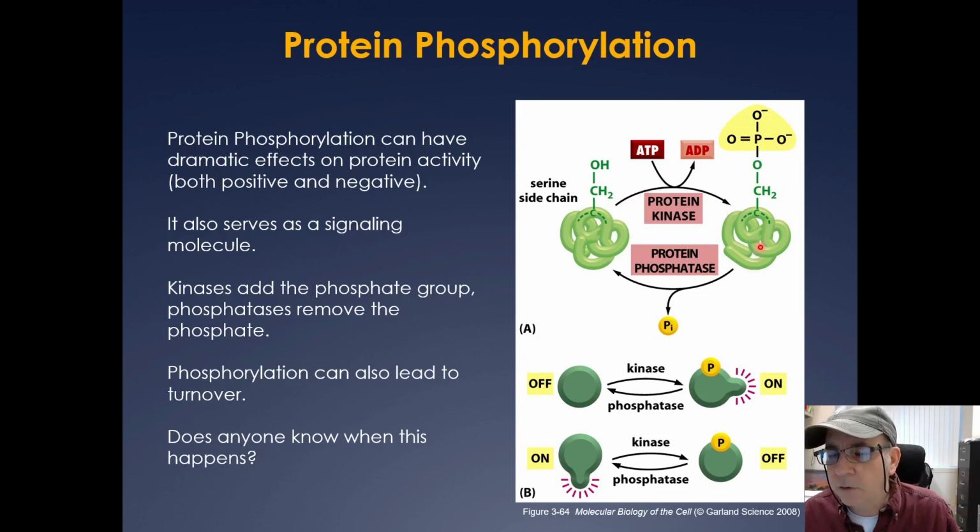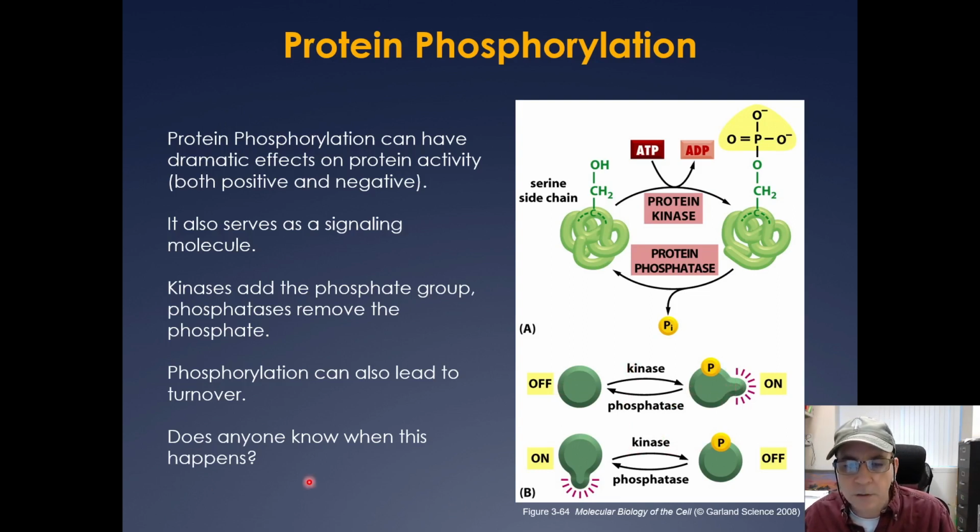Protein phosphatases will remove that phosphate. So you can have things in both directions, right? With the phosphate covalently attached to the protein, that can cause the protein to be on, or with a phosphate added to the protein, it can cause the protein to be shut down. Kinases add the phosphate, phosphatases remove it, and one thing that will become important later on is that the addition of the phosphate can also lead to protein turnover.